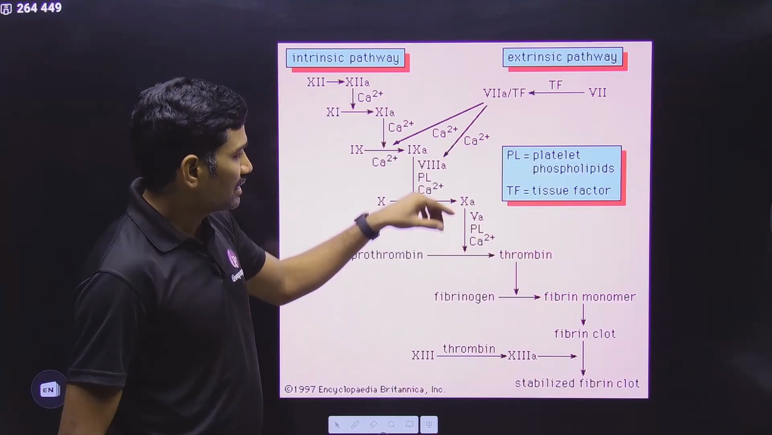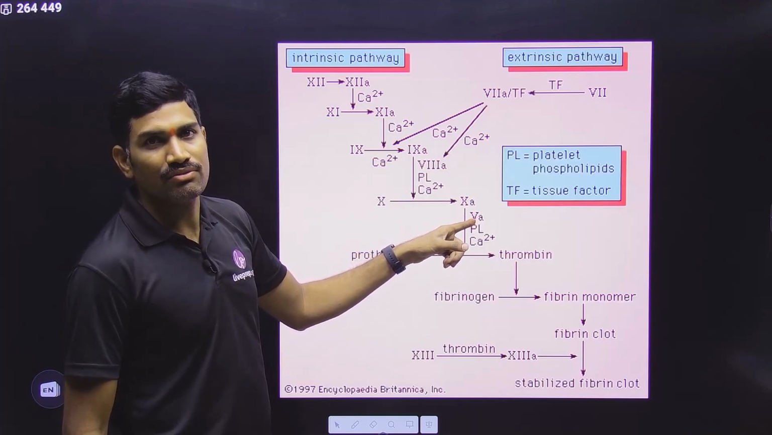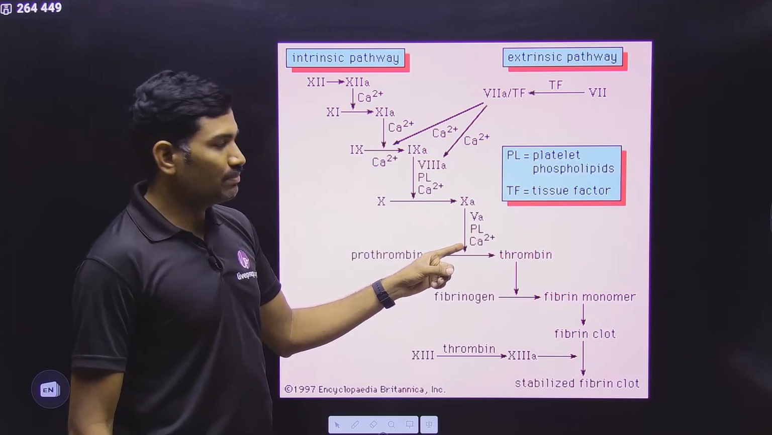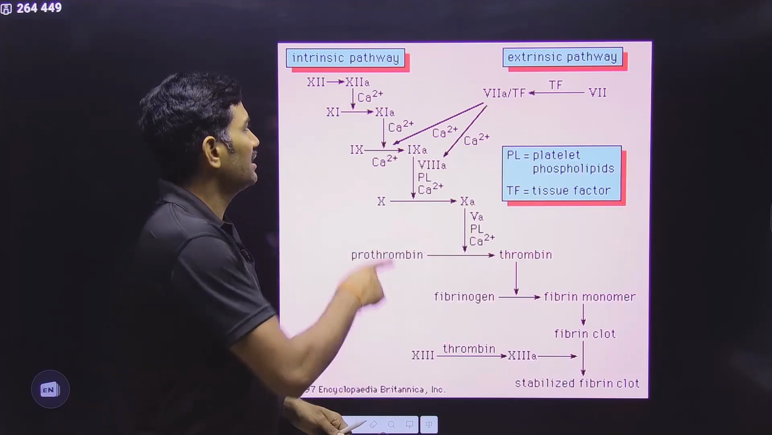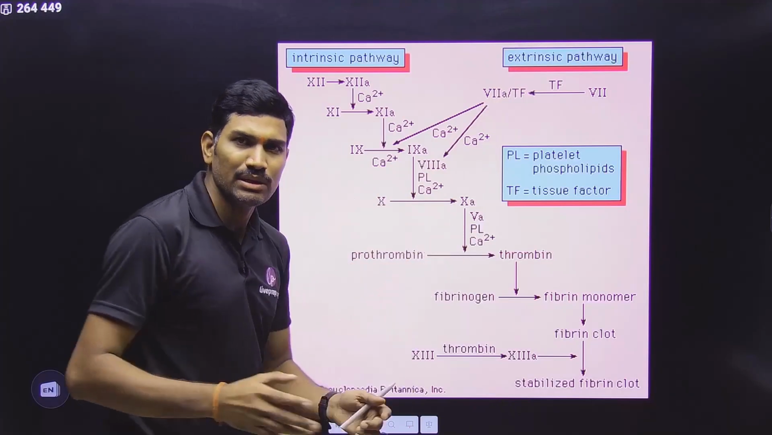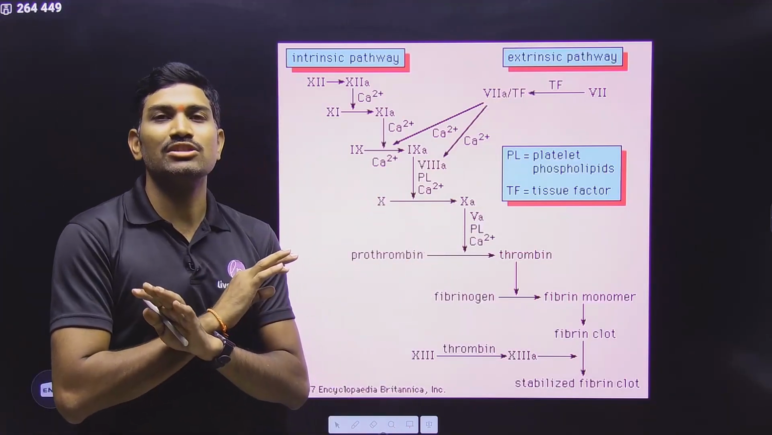And here we are talking about activated 10A and also activated 5, the fifth factor activated, and also PL, platelet phospholipids, and also calcium ion. And in every reaction you just see this. Every reaction you just see here. Calcium ion is compulsory. Without the calcium ion, this blood clotting mechanism is not there.